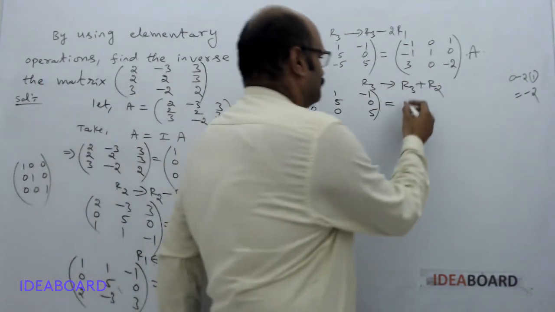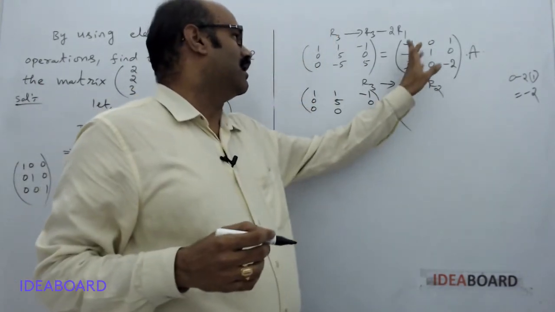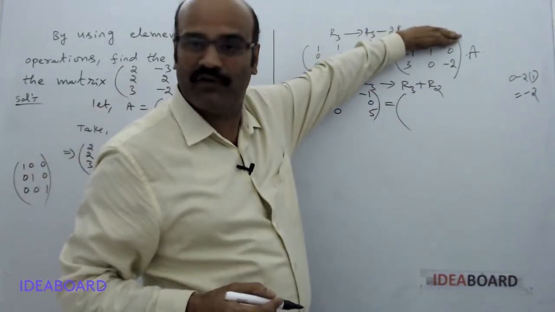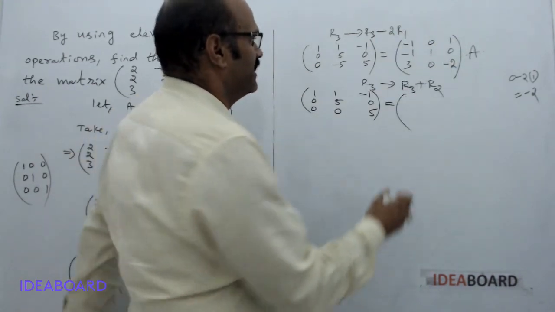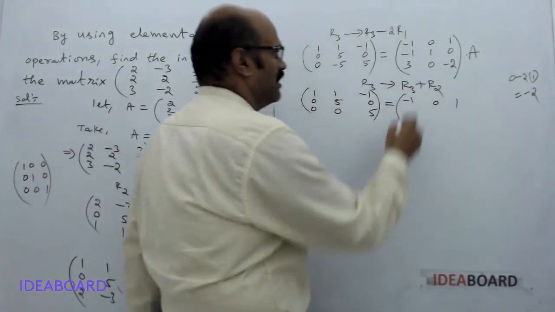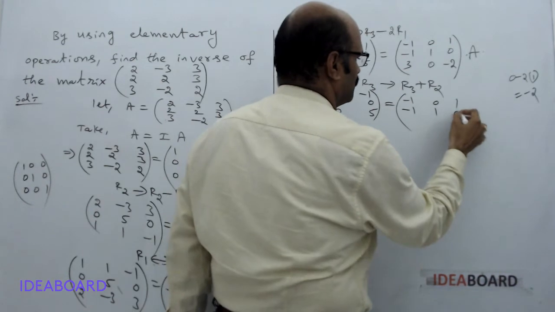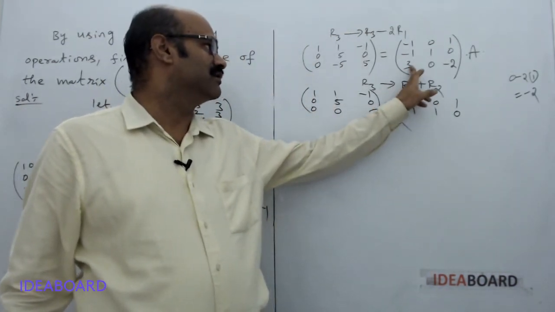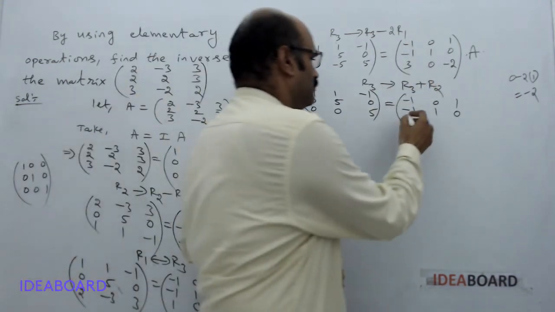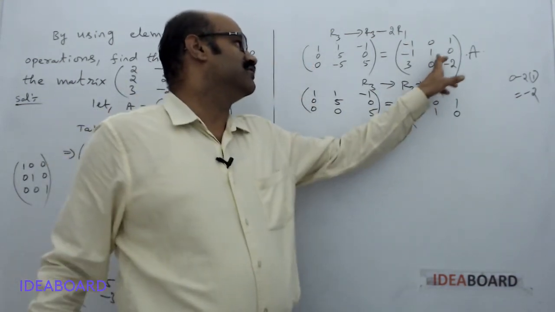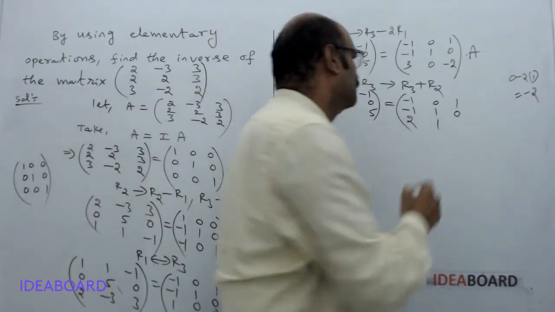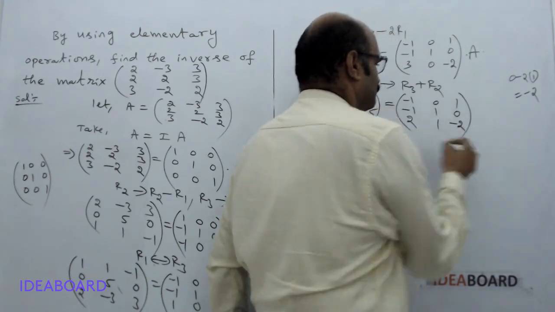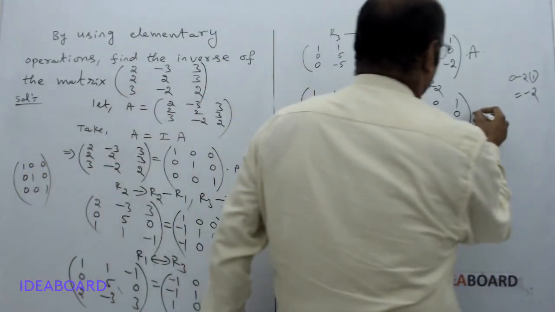R1 is same, R2 is same, only R3 changing. So R1 let me write same here. Minus 1, 0, 1. R2 is also same, minus 1, 1, 0. Okay, now R3 implies R3 plus R2. 3 minus 1, 2. 0 plus 1, 1. Minus 2 plus 0, minus 2 into the matrix A.